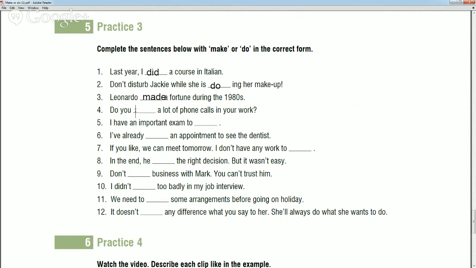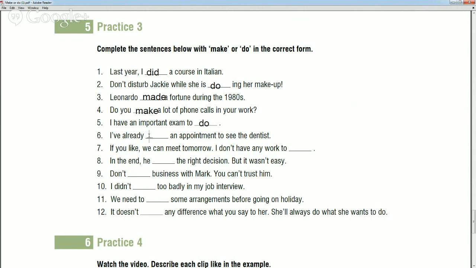Number 4. Do you make a lot of phone calls in your work? No, I don't. Do you? No, I don't. Me neither. Okay, and number 5. I have an important exam to do. Do you think you are prepared for your exam? I hope so. I hope you are too.